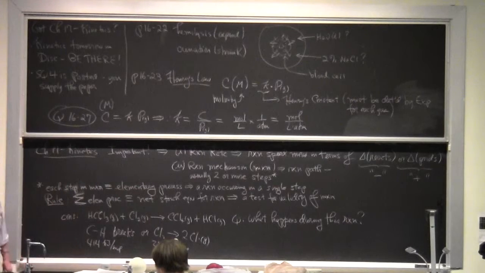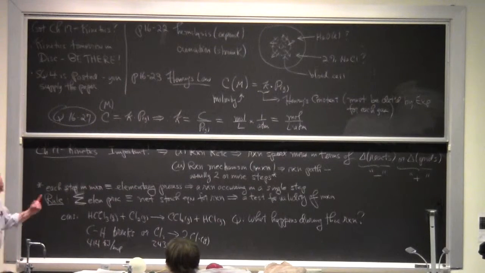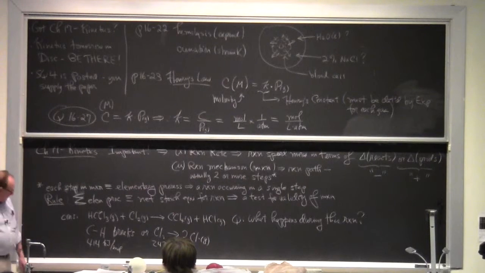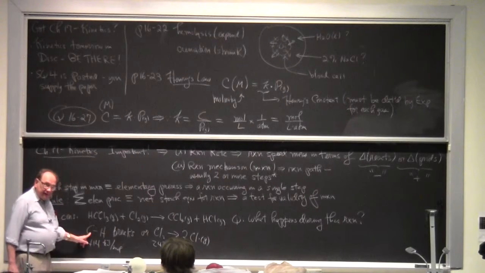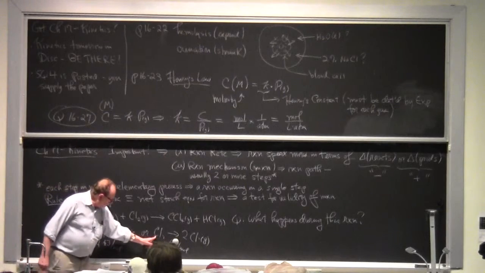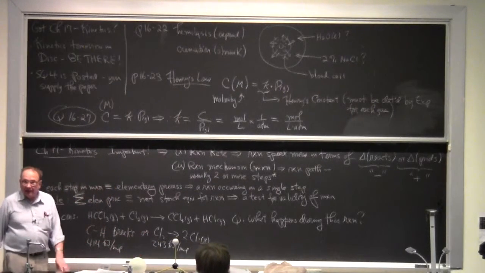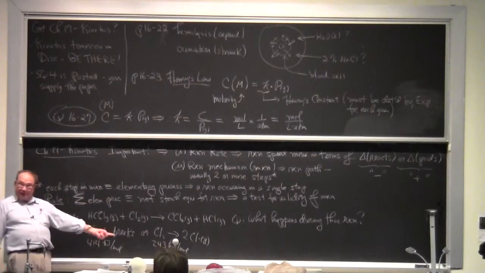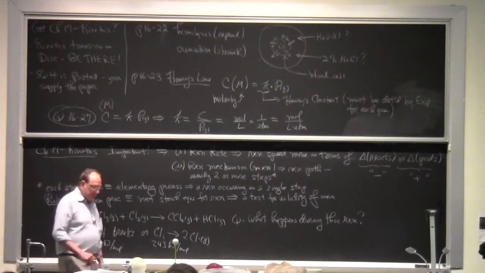So if it is true that step 1 for this reaction is the breaking of a carbon-hydrogen bond homolytically or a chlorine-chlorine bond homolytically, which do you think is more likely? Well, a weaker bond, okay? So here we go.